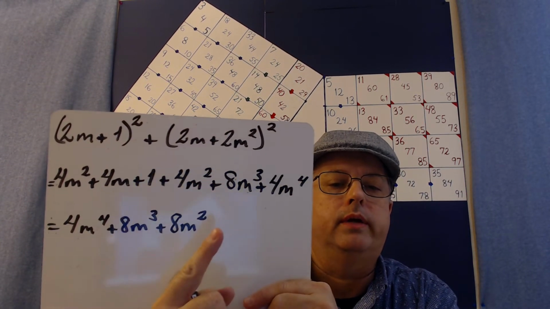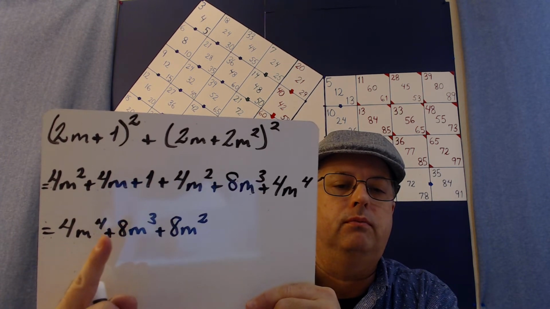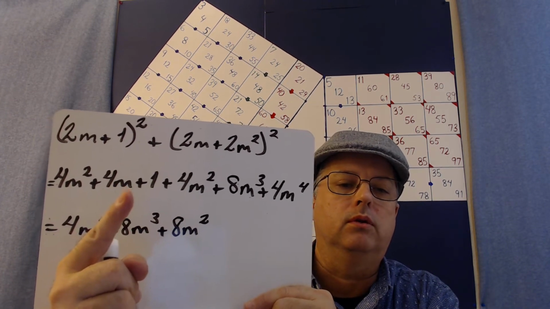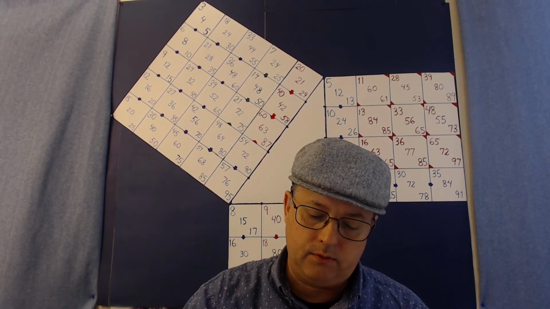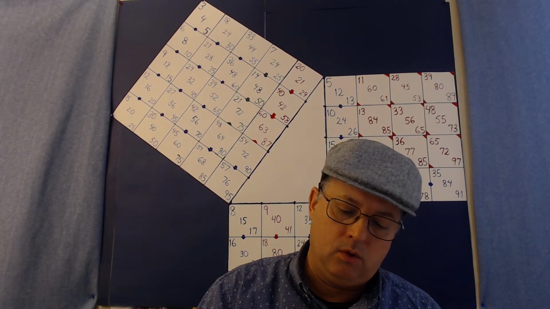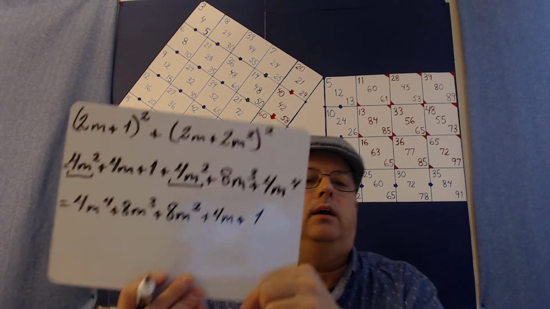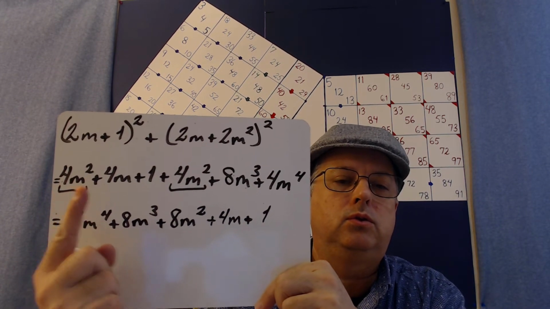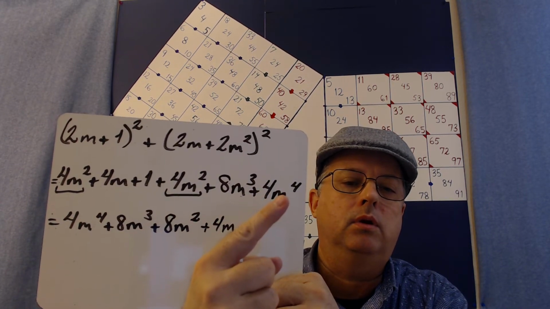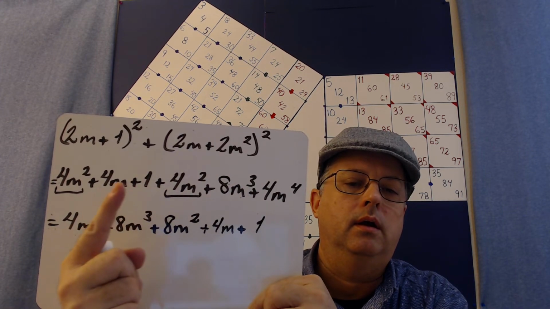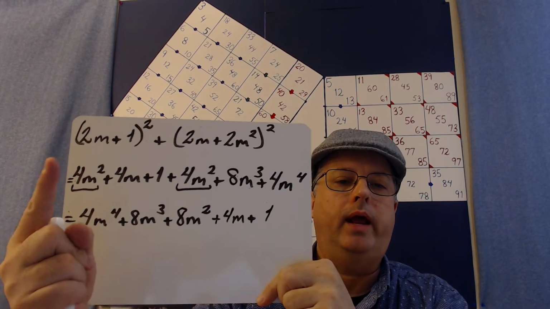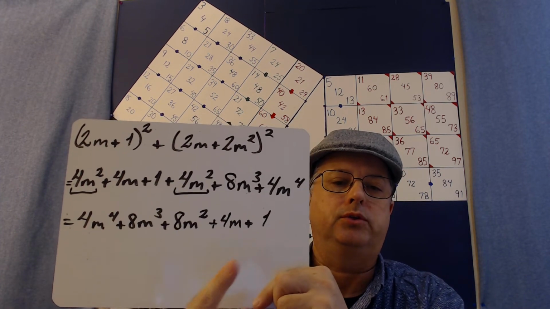Okay, let's see. So now we're down to just m to the fourth, m to the third, m to the second, and m. And there's only one of those, the m term. So plus 4m plus 1. And so what we essentially did is we combined these two like terms, and that gave us 8m to the second. And then we kept this one, and this one, and this one, and this one here. So it's all there. Okay, so that's what a squared plus b squared gives us, this expression.